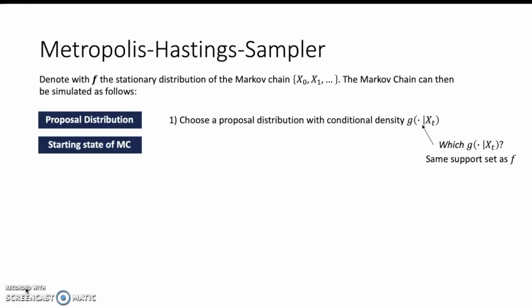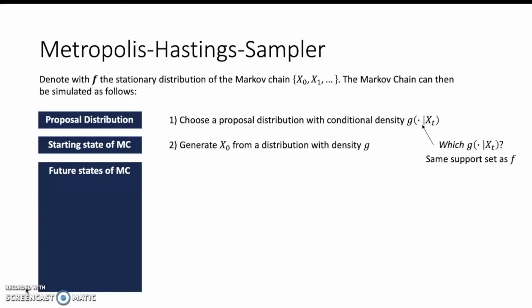And then the second step would be to generate the starting state of the Markov chain. So you generate x_0 from a distribution with density g. And then for the future states of the Markov chain, you proceed as follows. You repeat the following: in the first step, generate y according to the conditional density, that is your proposal random number. Then you generate, independently of this, a u from a uniformly distributed random variable.